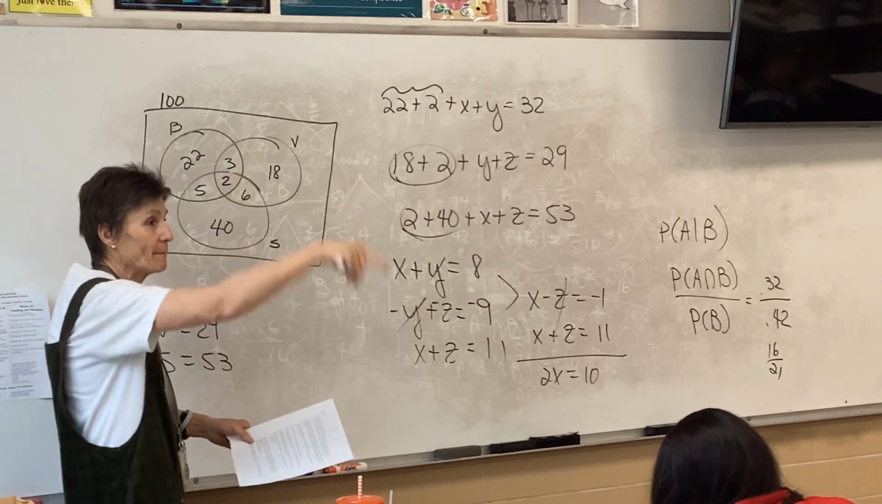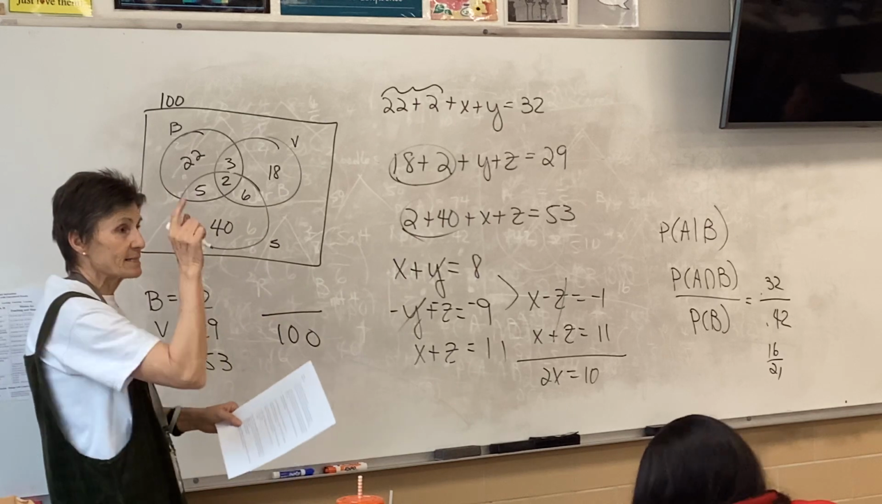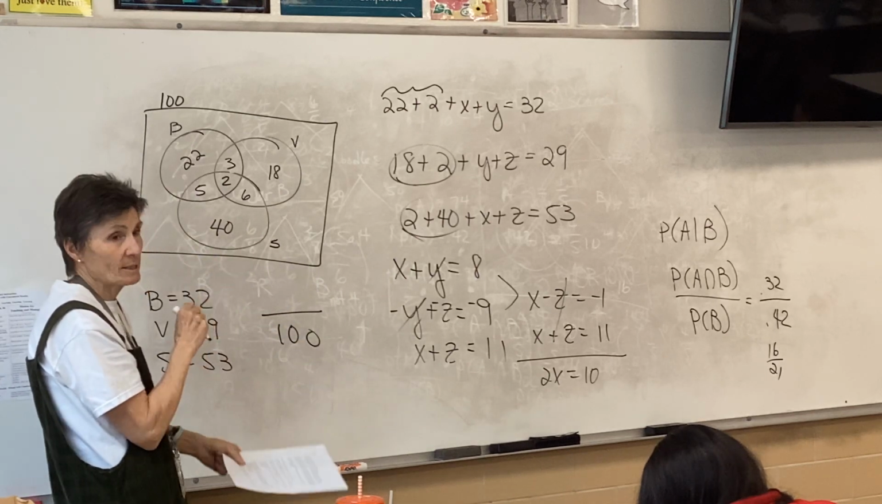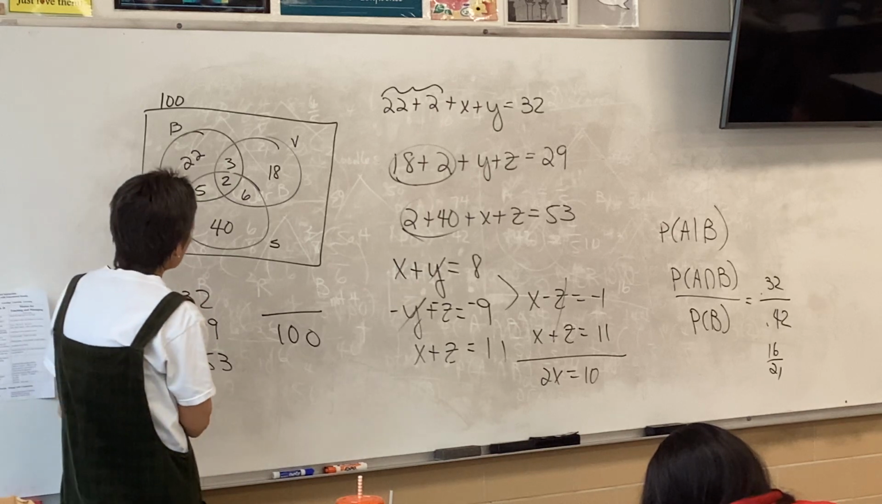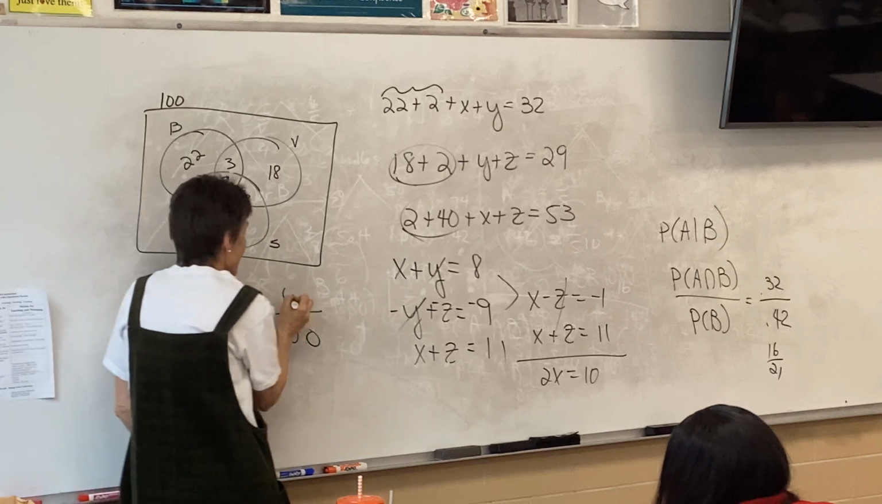Go, grab a kid. Reach in the box, grab a kid. 100 of them. Probability is something out of 100. Likes only volleyball and soccer. Only volleyball and soccer would be which kids? 6. 6 out of 100.